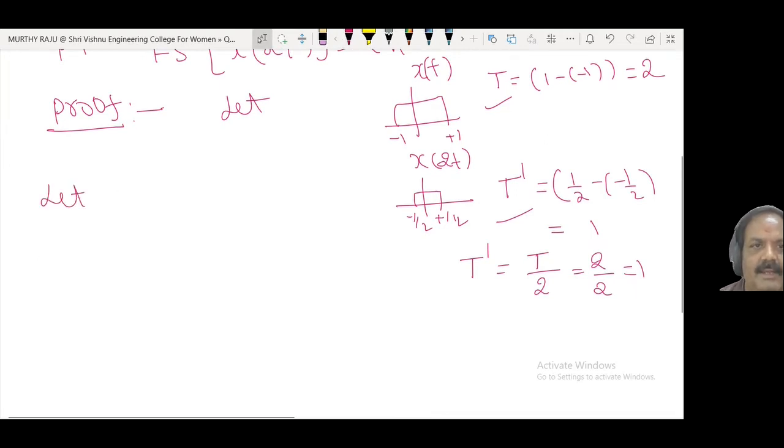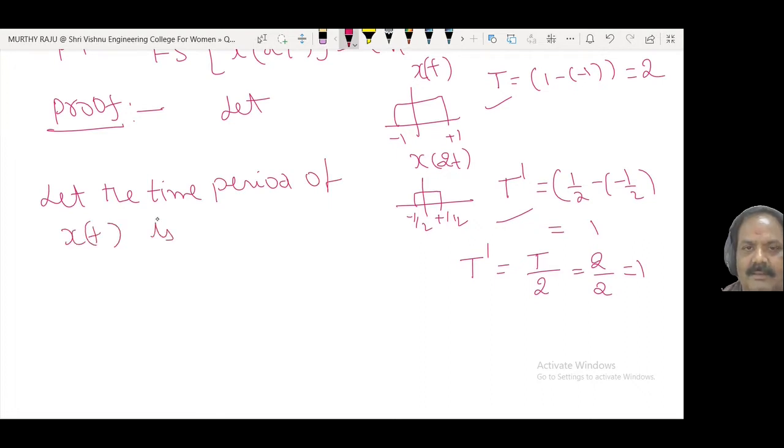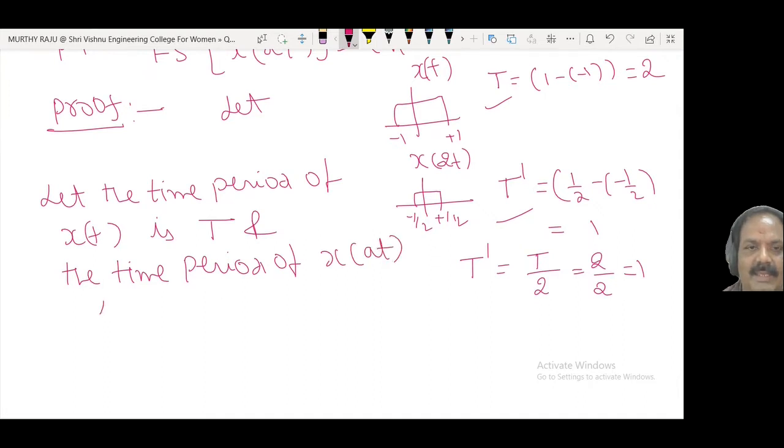Let the time period of x of t be capital T, and the time period of x of at be T dash. That is, T dash is equal to T by a. Here a is 2 in this example.